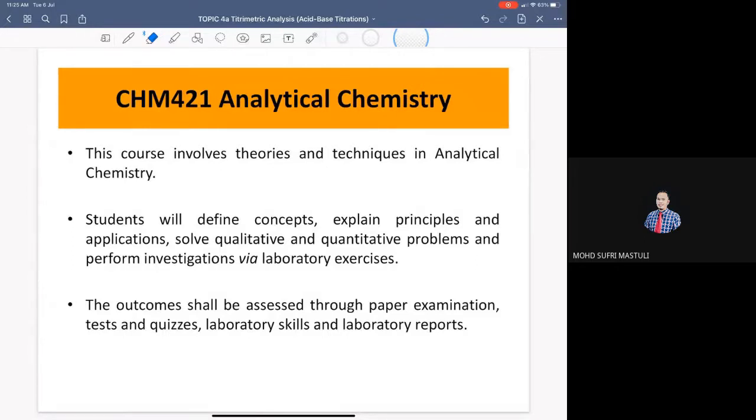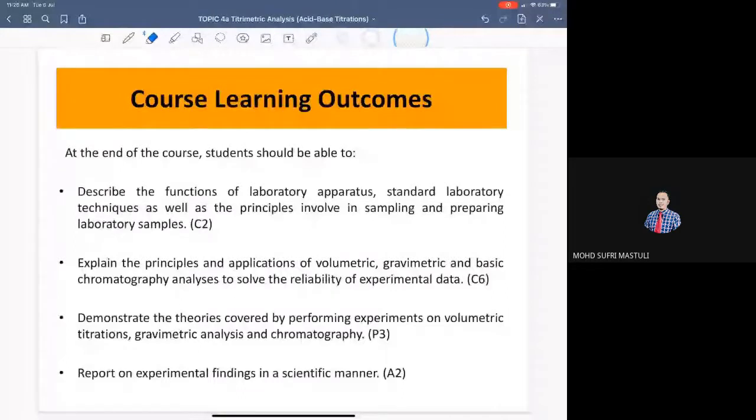At the end of the course, students should be able to describe the function of laboratory apparatus and standard laboratory techniques, as well as the principles involved in sampling and preparing laboratory samples. You also should be able to explain the principles and applications of volumetric, gravimetric, and basic chromatography analysis to solve the reliability of experimental data.